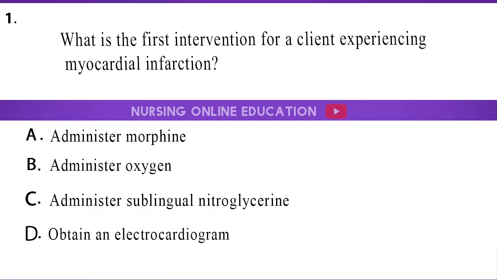1. What is the first intervention for a client experiencing myocardial infarction? A. Administer morphine. B. Administer oxygen. C. Administer sublingual nitroglycerin. D. Obtain an electrocardiogram. The answer is option B, administer oxygen.